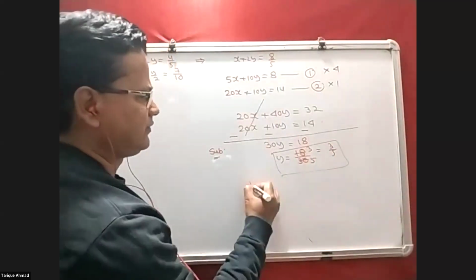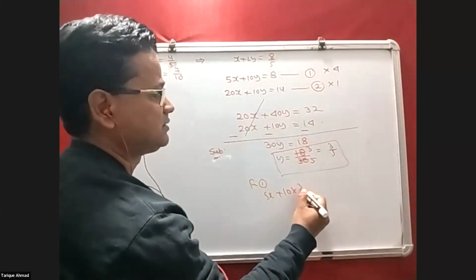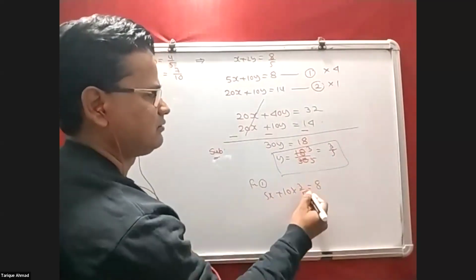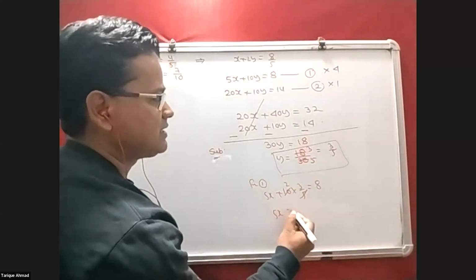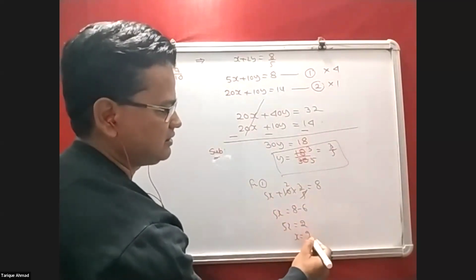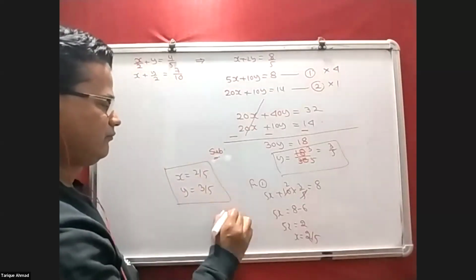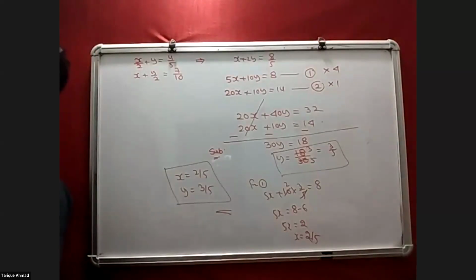Putting it in any one. From 1, 5x plus 10 into 3 by 5 equals to 8. 5 2s are 10. 5x equals 8 minus 6. 5x equals 2. So x is 2 by 5. Yes. So we are getting x as 2 by 5 and y as 3 by 5. Got it?